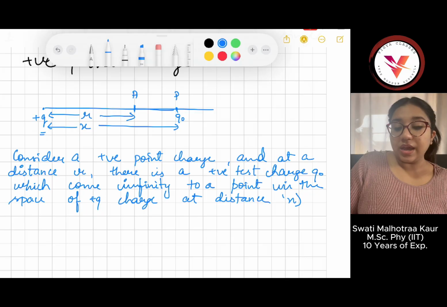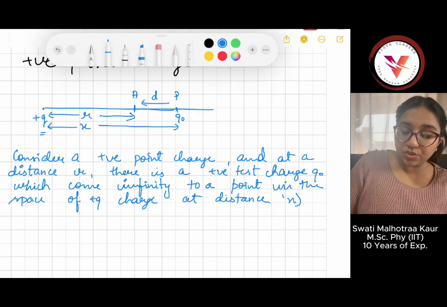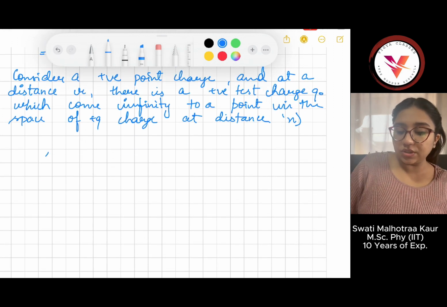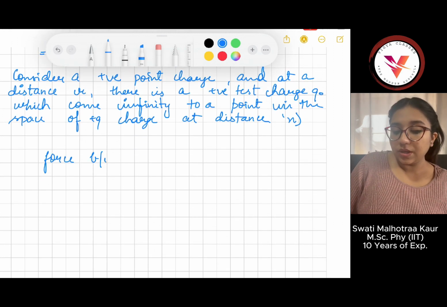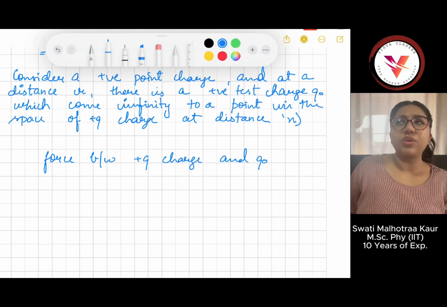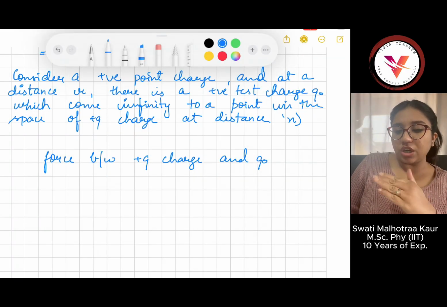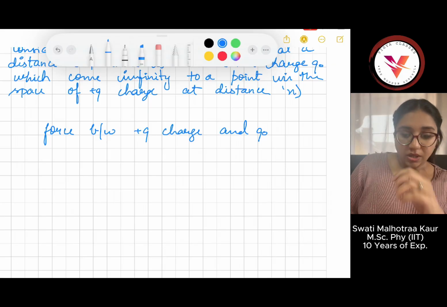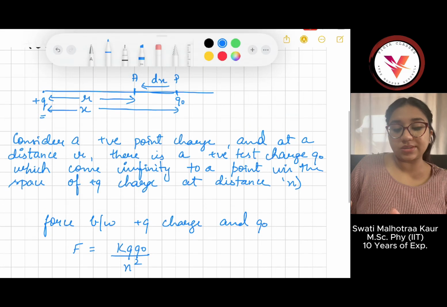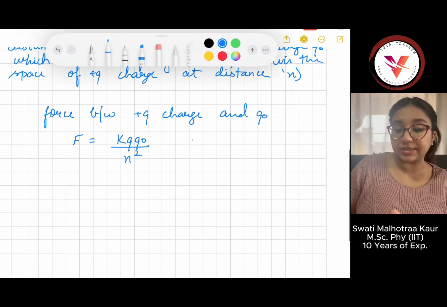Since it's moved from P to Q, it has covered some distance, let's say dx. So first we cover the force between plus Q charge and Q naught. You can also say the force exerted by plus Q charge on Q naught is, as per Coulomb's law, F is equal to K Q naught upon x square. We'll take only the magnitude, because initially it is at x.